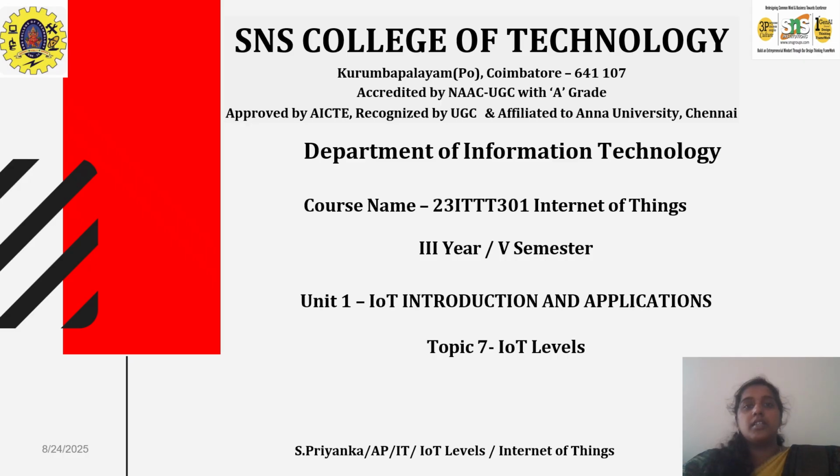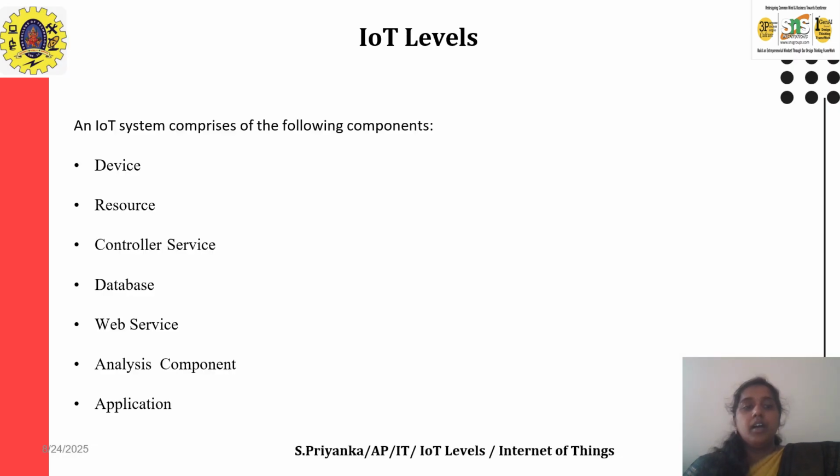Today in my lecture series we are going to see about the IoT levels in the subject Internet of Things. Let us see. First of all, an IoT system mainly comprises the following components: devices, resources, controller service, database, web-based service, analysis component, and applications. Let us see all in detail.